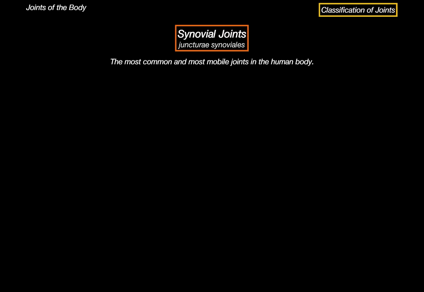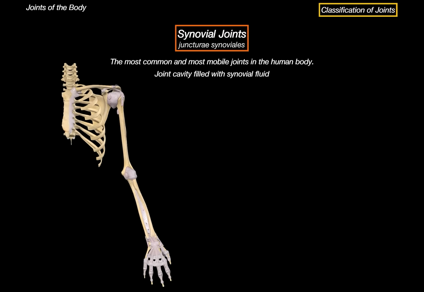Synovial joints are the most common and most mobile joints in the human body. What makes them unique is that they have a joint cavity filled with synovial fluid, which reduces friction and allows for smooth movement. These joints are found in areas where free movement is essential, like the shoulder, elbow, wrist, and knee. But here's something interesting. You don't move your elbow the same way as you move your shoulder or wrist, right? That's because not all synovial joints are built the same. Their structure and movement depend on where they are located and what function they serve.